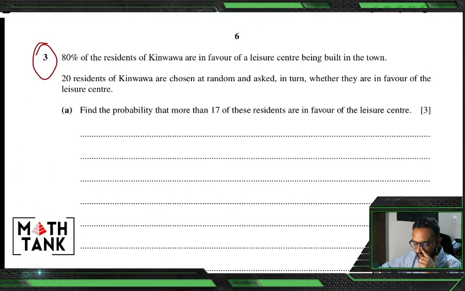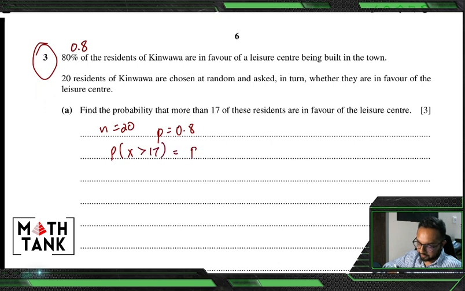It says 80% of the residents in Kinwawa are in favor of a leisure center being built in town. 20 residents of Kinwawa, so let's say p is 0.8, n is 20, are selected at random whether they're in favor of the leisure center. Find the probability that more than 17. So this looks like a binomial question. So I'm asking you for the probability of x greater than 17. So I'm asking you for the probabilities of 18, 19, and 20 in favor.